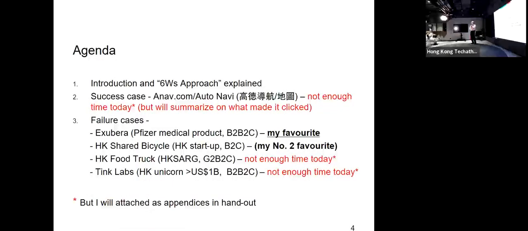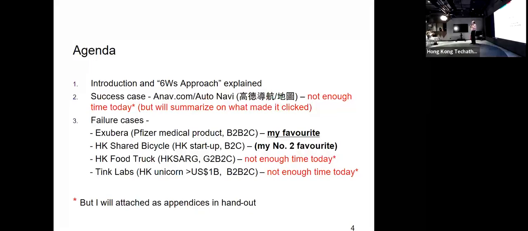Now, this is today's agenda. I'll be introducing the 6W approach and explain the details. And then I will share with you a success case. Because of the time limit, I won't be able to share everything on this history, but I will summarize why it is a success and why they take into consideration the six W's.